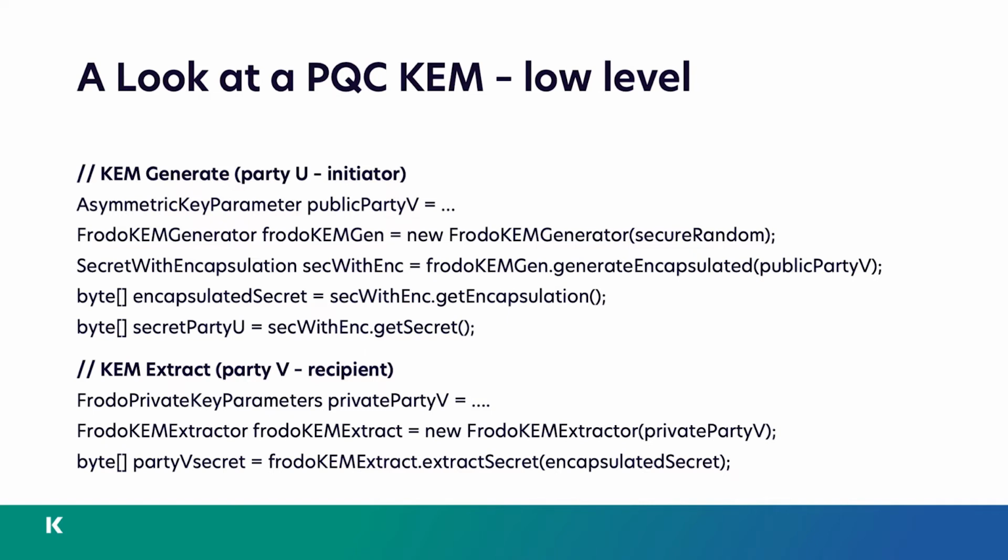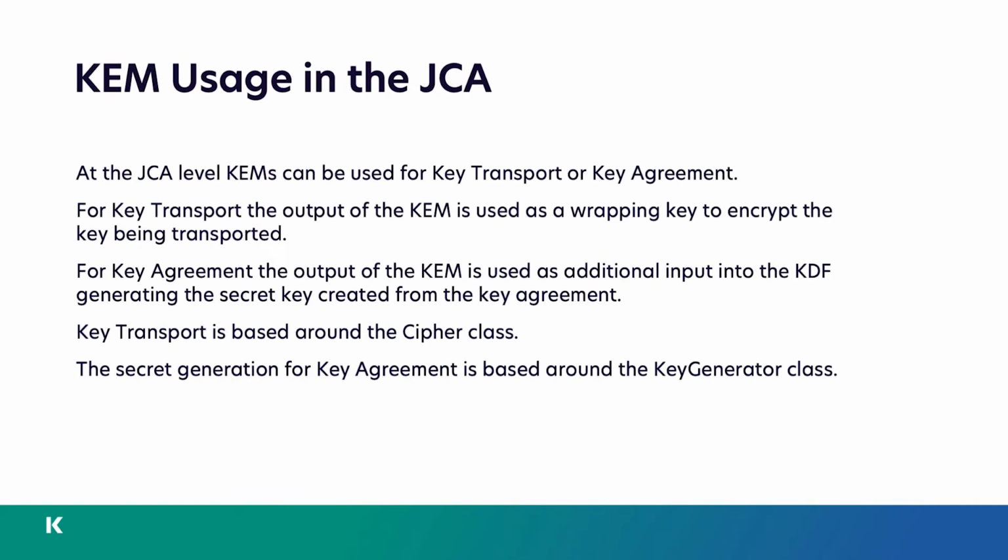At the JCA level, KEMs can actually be used for either key transport or key agreement. In the case of key transport, the output of the KEM is used as a wrapping key to encrypt the key being transported. So this is different from a normal key transport because we actually use a symmetric wrapping key that's actually been derived from the KEM. In the case of key agreement, the output of the KEM is used as an additional input into the KDF, generating the secret key created from the key agreement.